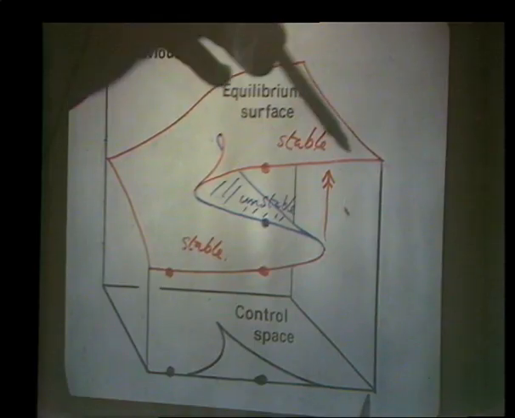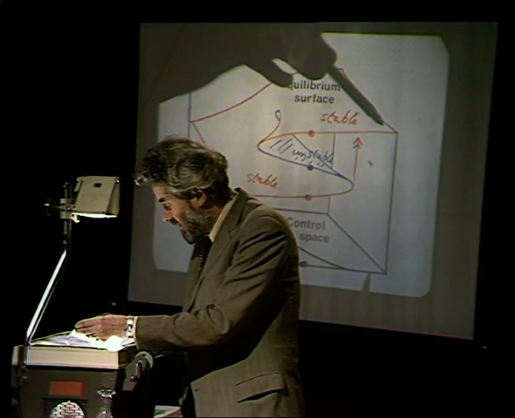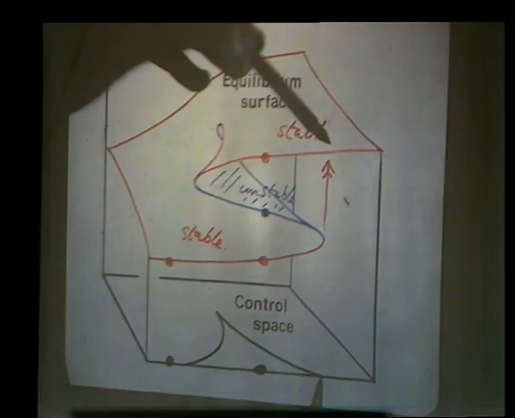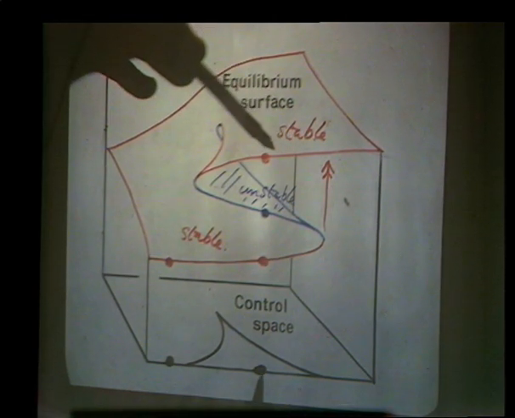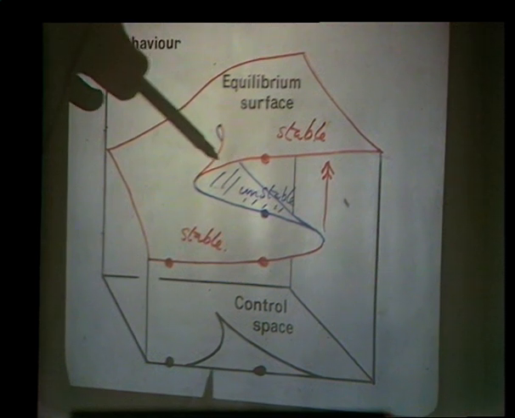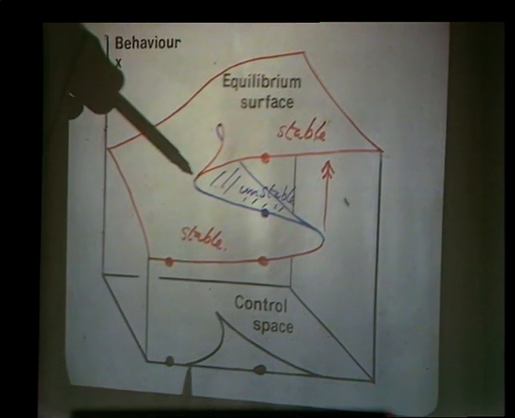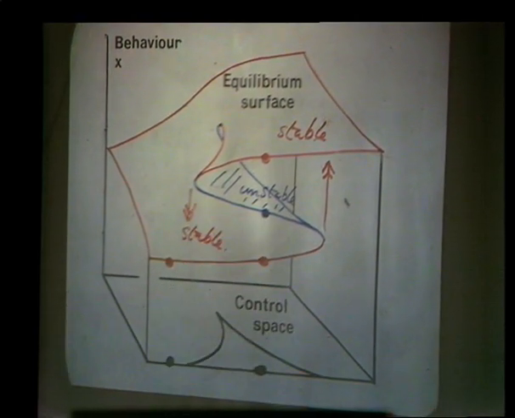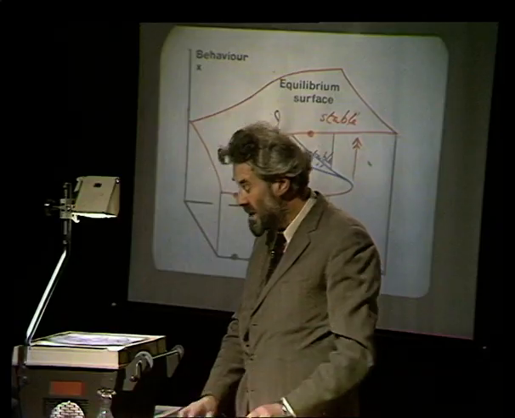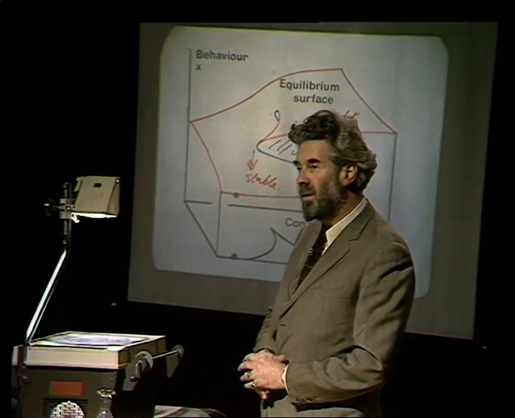Now, when I get up here, if I move the control back, then the behavior responds, and it passes that point without noticing any change because it's held stably on the top surface. And it comes along until it gets to the left-hand side of the cusp. And at that point, the stability of the top equilibrium breaks down, and it jumps catastrophically down onto the bottom surface again. You see, so that explains why you get the hysteresis.